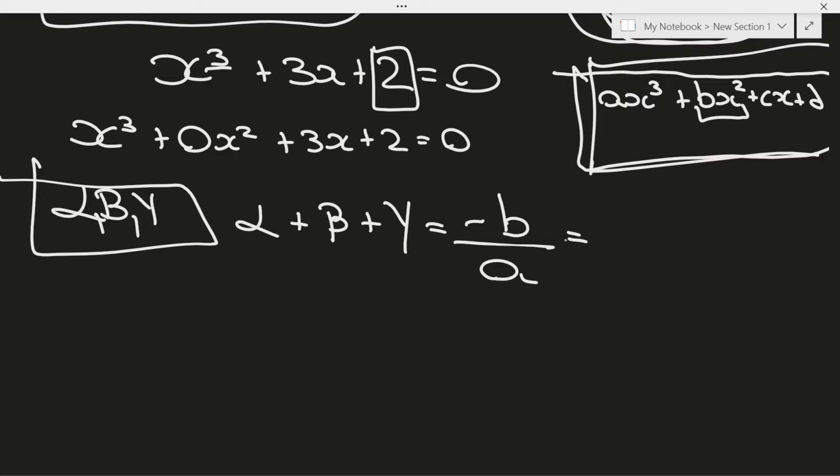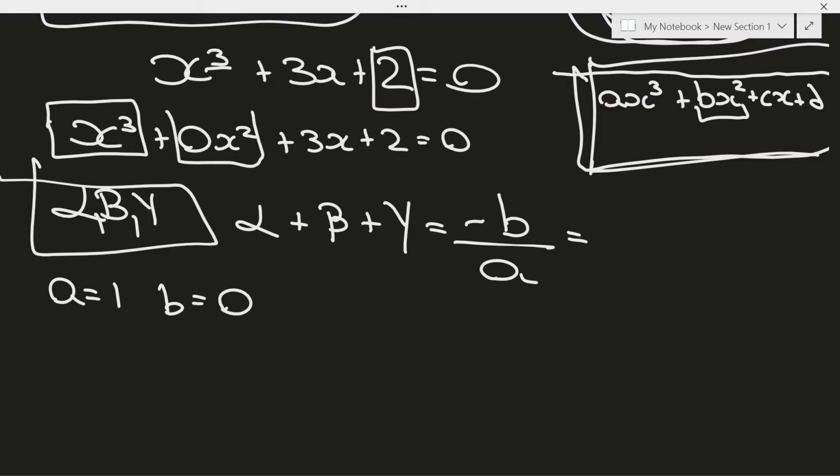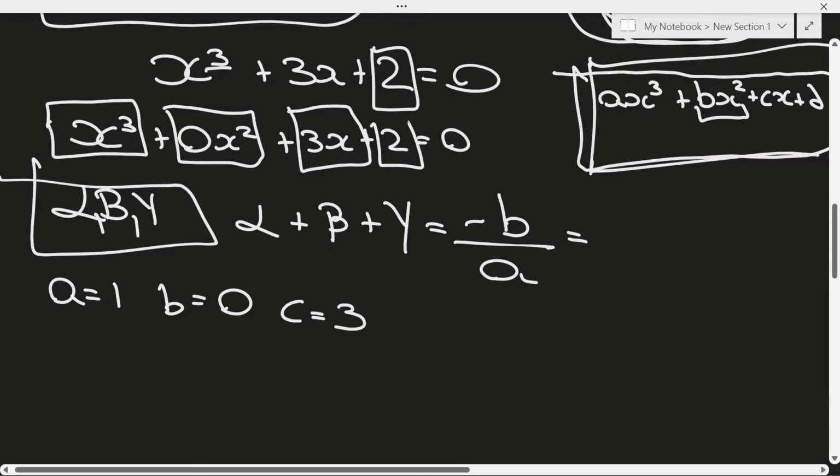Now, in this case, before we even get to this, I'm going to write down all the values that we have so far. So we know that a is equal to 1 because this is the a value. We know that b is equal to 0 because the term with the second highest degree would be the b value in a cubic polynomial, a polynomial with degree 3. And then the third value, the c value, is equal to 3. And then our d value, as we stated earlier, is equal to 2.